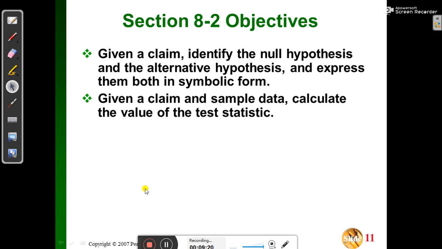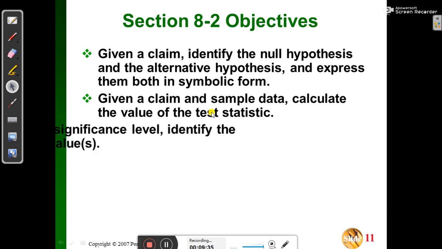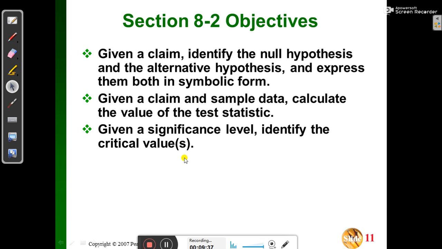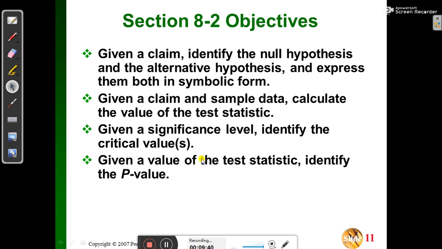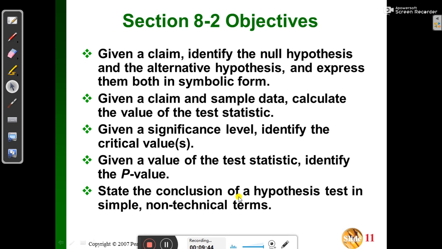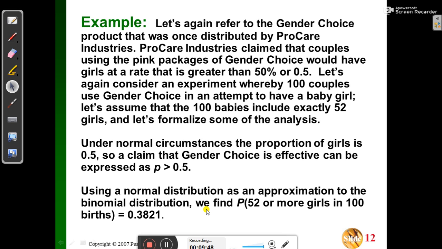Given a claim, identify the null hypothesis and the alternate hypothesis and express them both in symbolic form. Given a claim and sample data, calculate the value of test statistics. This happens in every research. Given a significance level, identify the critical values. Given a value of test statistics, identify the p-values. State the conclusion of a hypothesis test in simple non-technical terms. So to understand these things, we will go through an example.